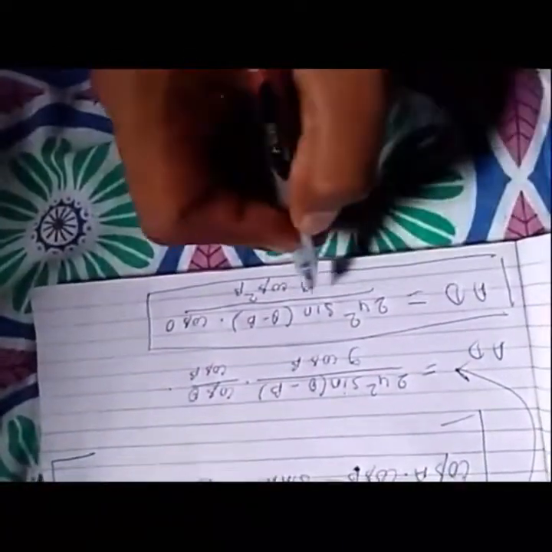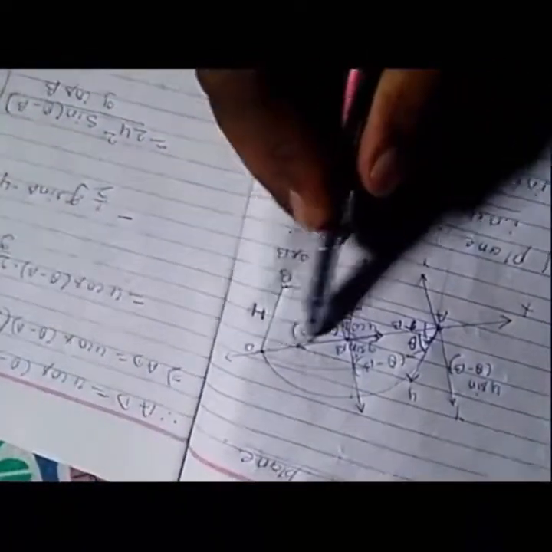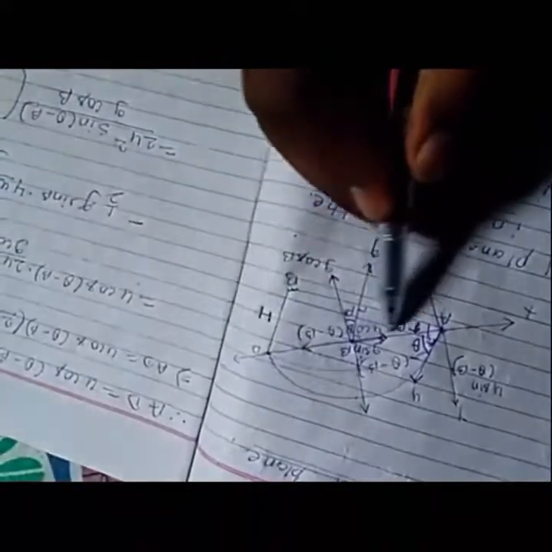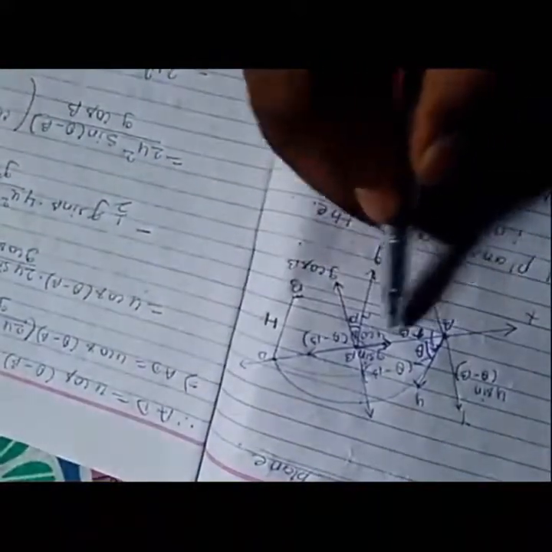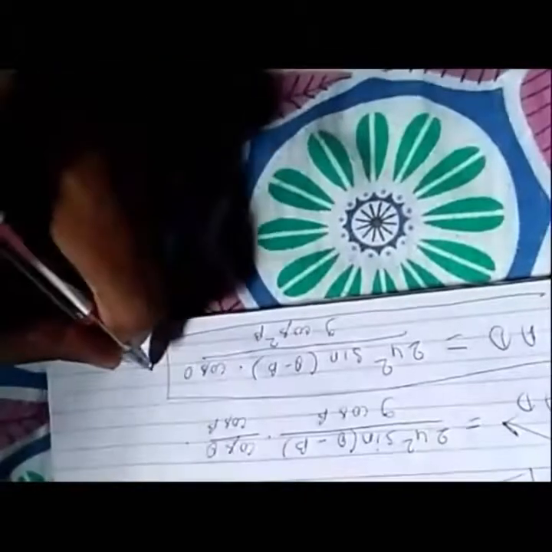Now we get AD as this much. So in this figure AD is equal to the range. It is the range covered. So hence range, that is AD, is equal to range R is equal to this.